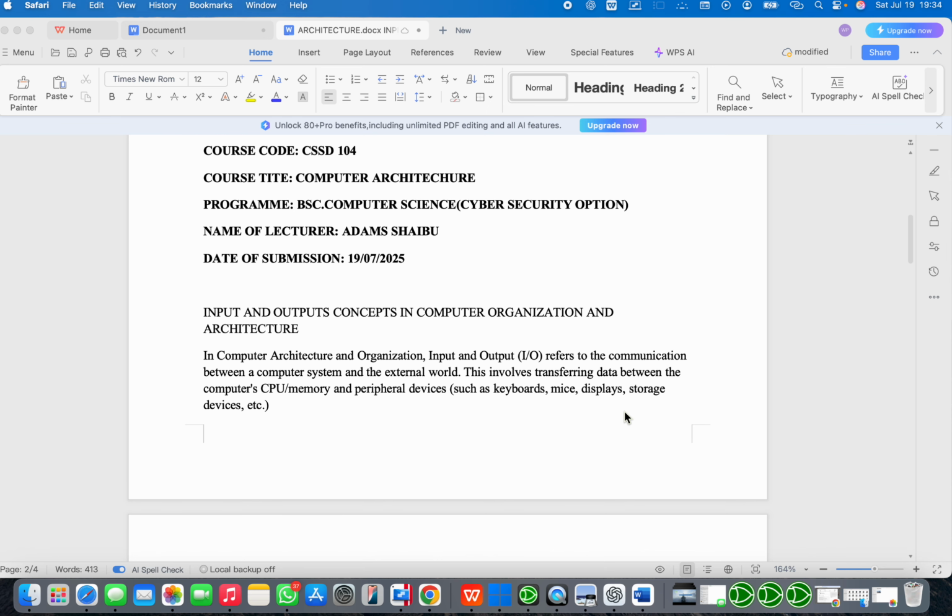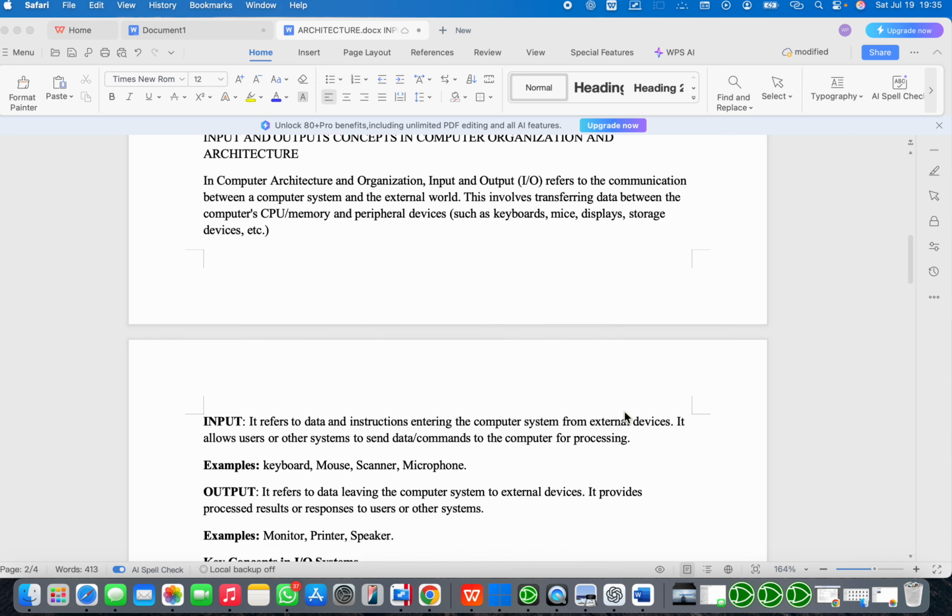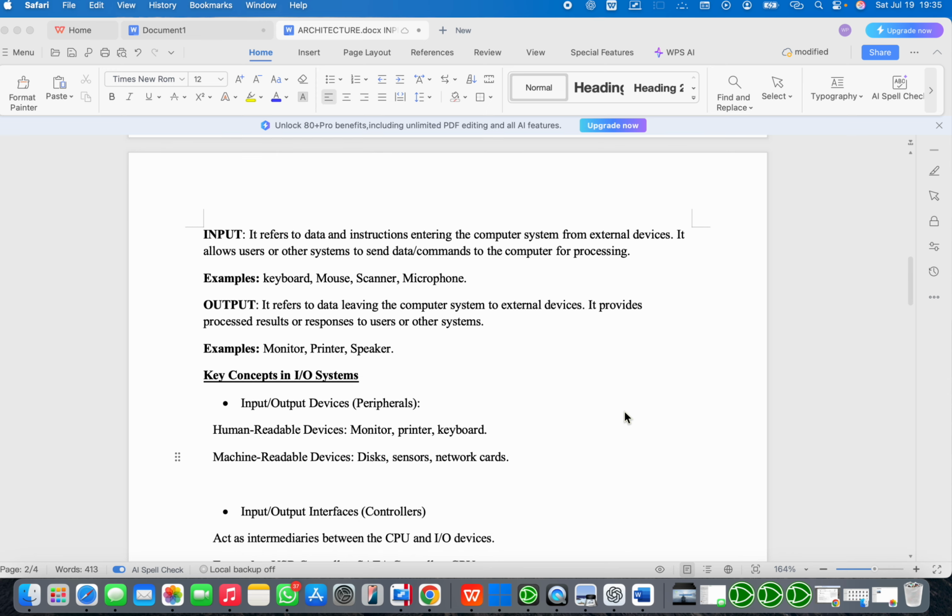So today we are having input and output concepts in computer organization and architecture. In computer architecture and organization, input and output refers to the communication between a computer system and the external world. This involves transferring data between the computer's CPU or memory and peripheral devices, such as keyboards, mice, displays, storage devices, etc. Input.